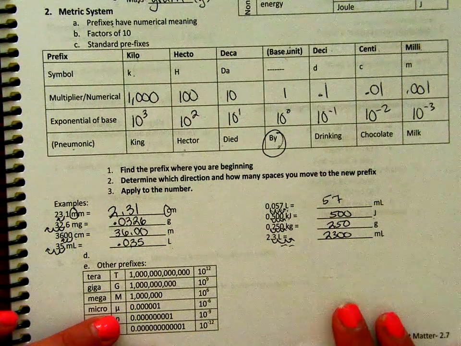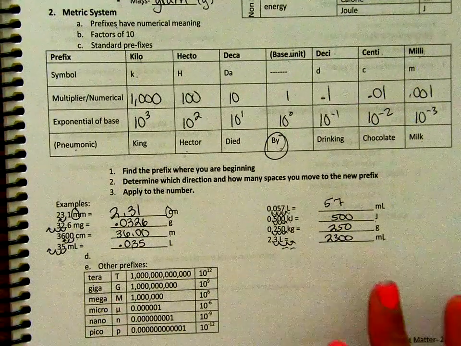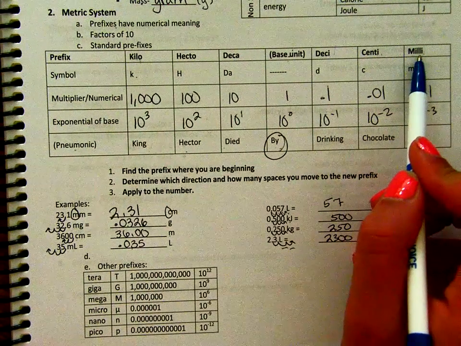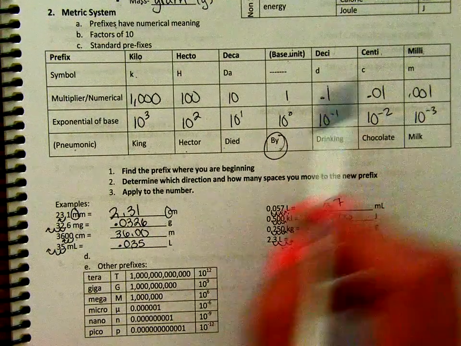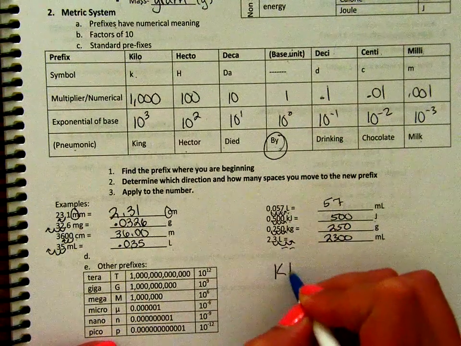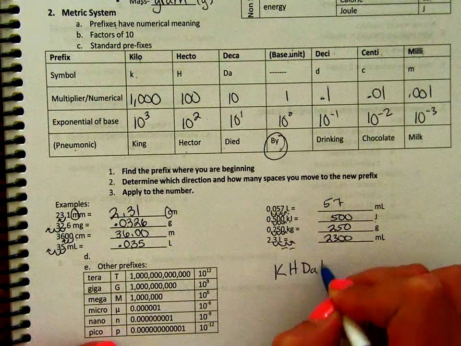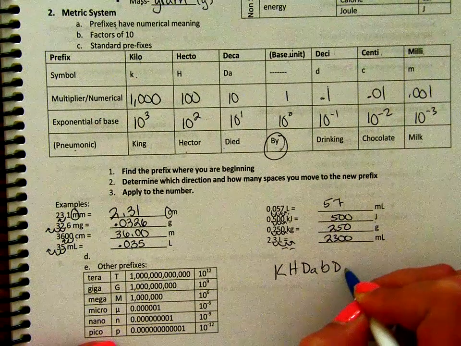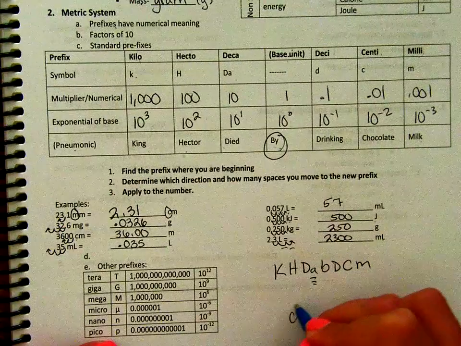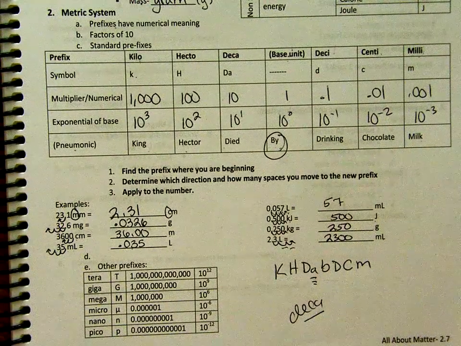Okay, so again, write any questions down you have there. But that's converting within the metric system. Pretty easy as long as you have this down. You will need to know this. So again, remember this: King Hector died by drinking chocolate milk, and you can just write it always. King Hector died by drinking chocolate milk. And I put the DA here because deca is different than deci.